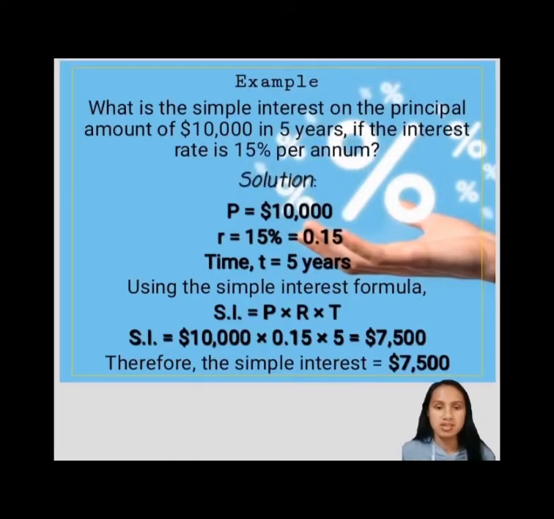Example: what is the interest on a principal amount of $10,000 over 5 years if the interest rate per annum is 15%? P is equal to $10,000, R is equal to 15% or 0.15, T is equal to 5 years. Using the simple interest formula, simple interest is equal to P times R times T, which is $10,000 times 0.15 times 5 years, equal to $7,500. Therefore, our simple interest in this problem is $7,500.